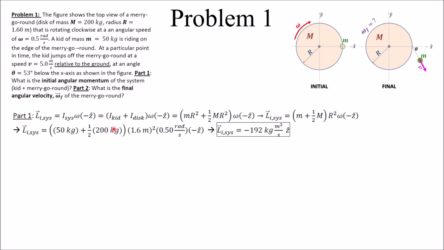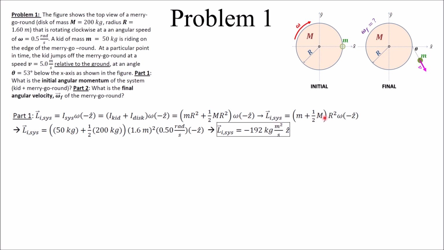What we'll do is, for part one, figure out what the initial angular momentum of the system is. We have the moment of inertia of the system, so we have to add the point mass to the disk. We have the kid plus the disk moving at an initial angular velocity. The kid is just mr squared, a point mass, and the disk is 1/2 mr squared. We have clockwise motion, which is negative, so we have that negative sign there.